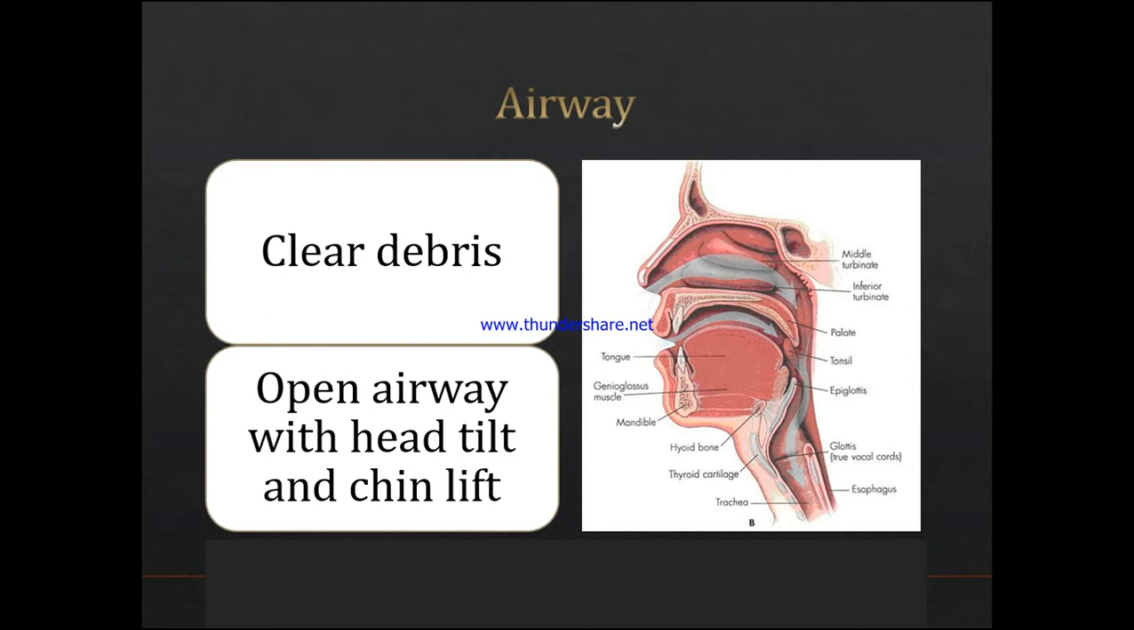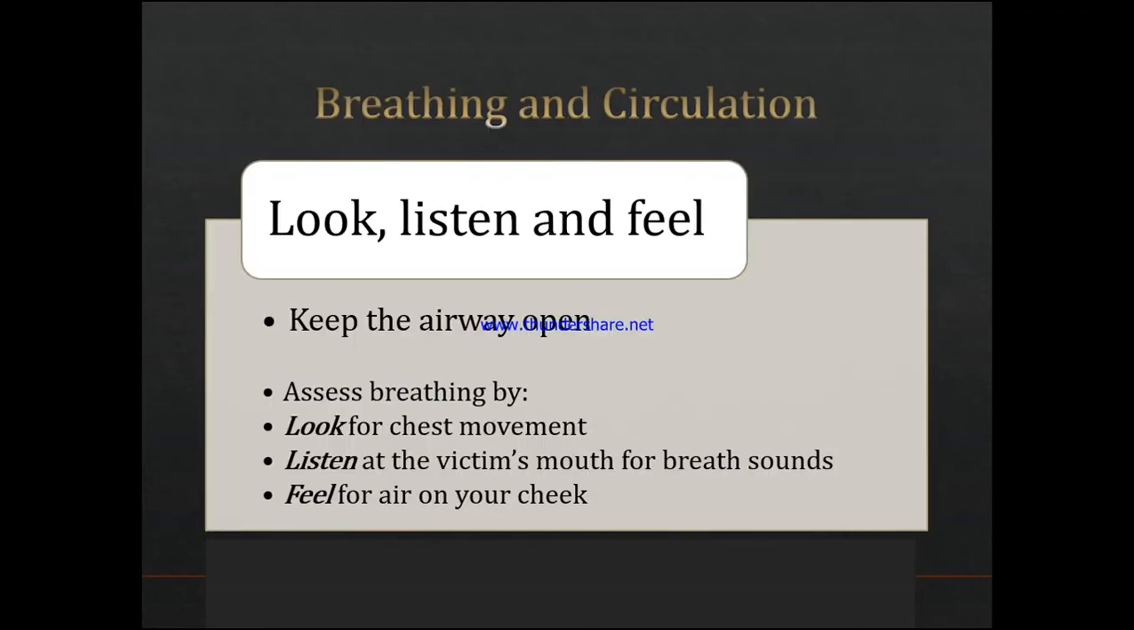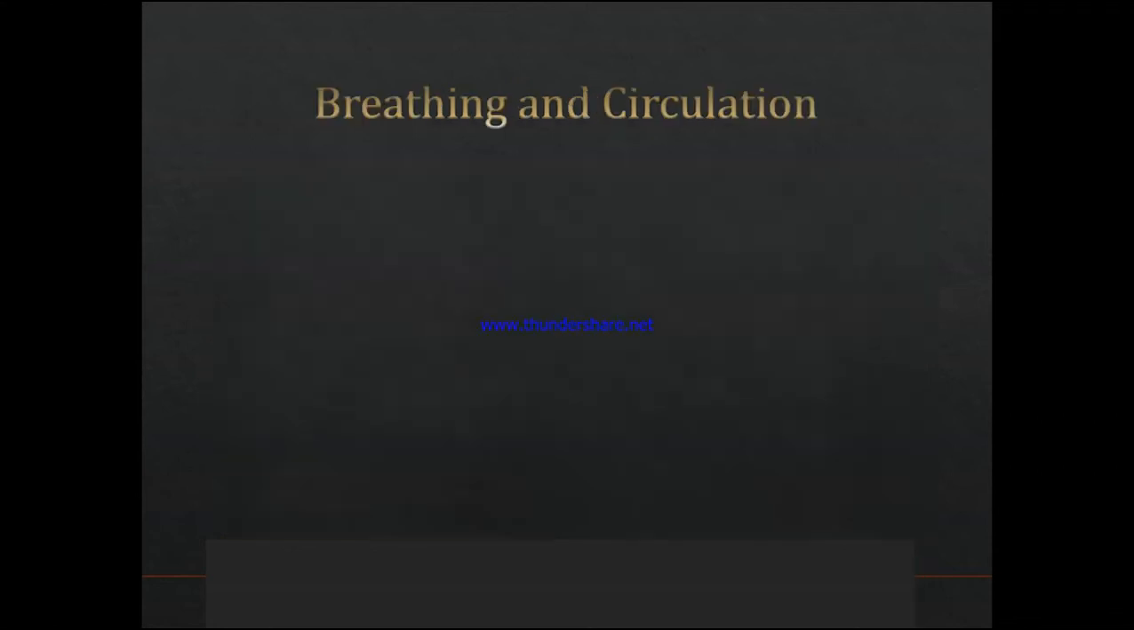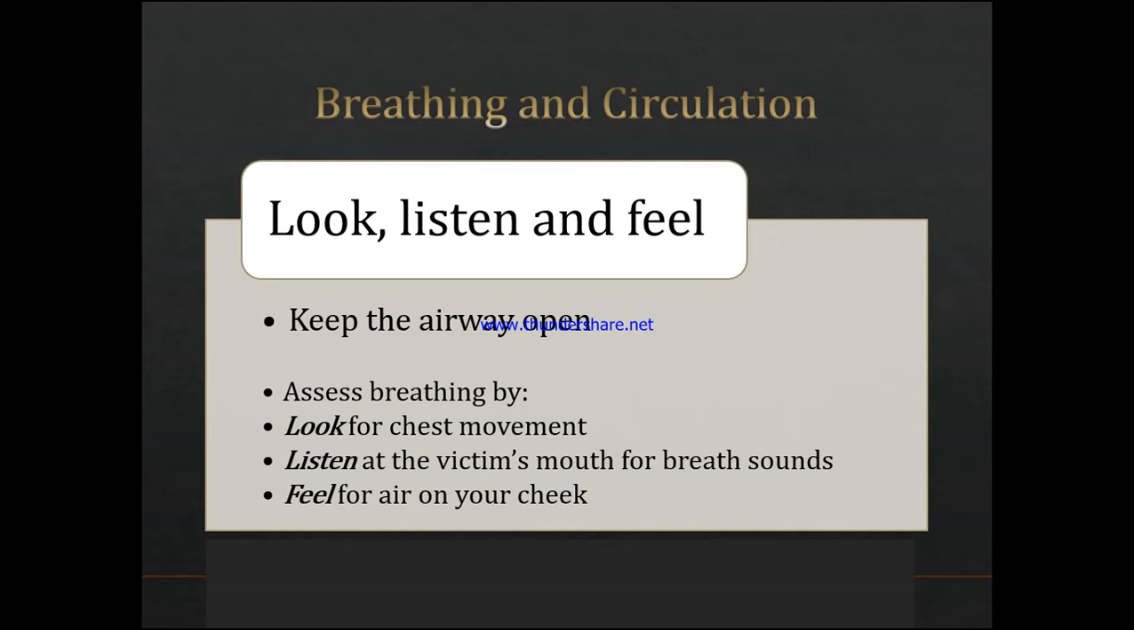Then open the airway with the head tilt and chin lift. If the airway is clear and we can tilt the head back, we want to look, listen and feel, or LLF. We put our ear and head down to their airway about an inch or an inch and a half away, with the forearm on the forehead. When we do the head tilt chin lift, we gently push the head backwards with our hand on the patient's forehead, and we can look, listen, feel, LLF, and we want to keep the airway open.